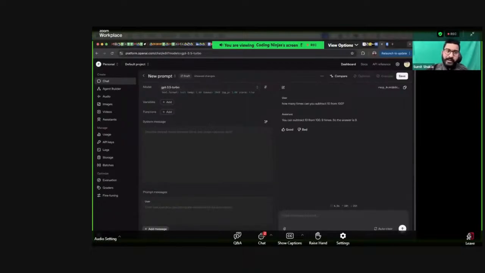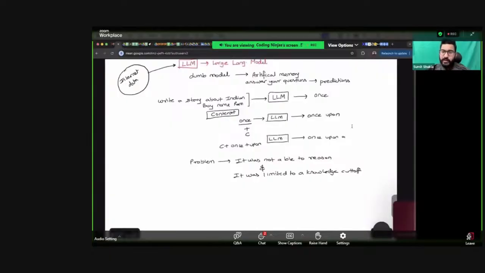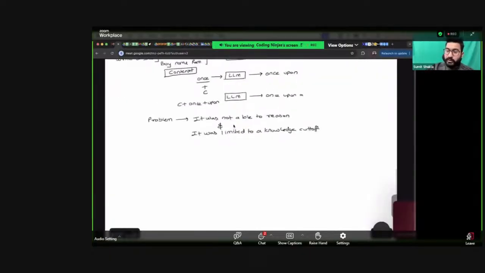So I hope now you guys are able to understand what I mean by being a dumb model. It was basically a very simple text generation model. It was generating the text based on what it had already generated, and there was a knowledge cutoff.